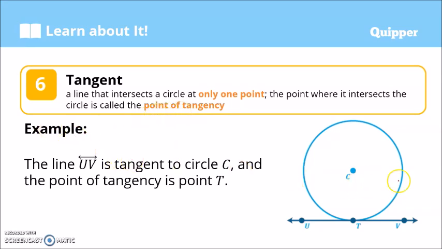Okay? Example, in circle C, the line UV is tangent to circle C. Okay, so this is circle C and this is line UV. Take note here that this line UV intersects the circle at point T. That's the only point of intersection between line UV and the circle C. So this point right here is called the point of tangency. Okay, it's point T.